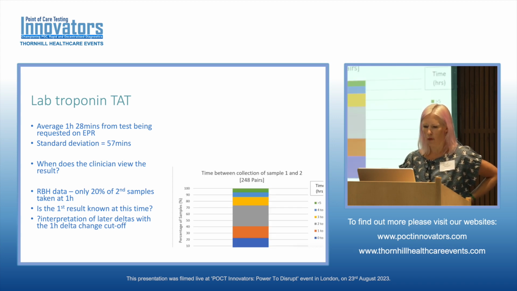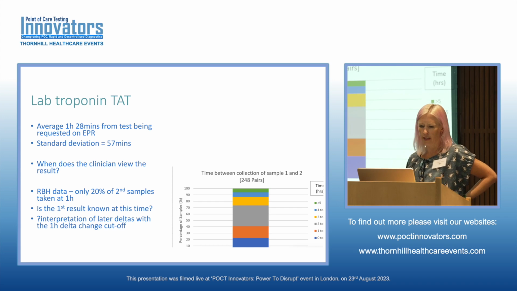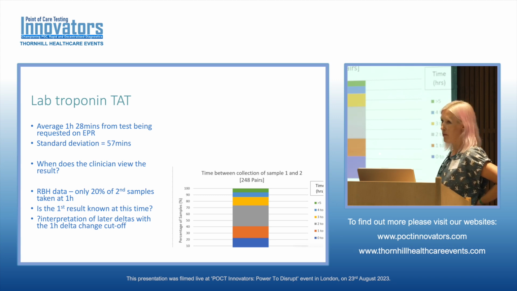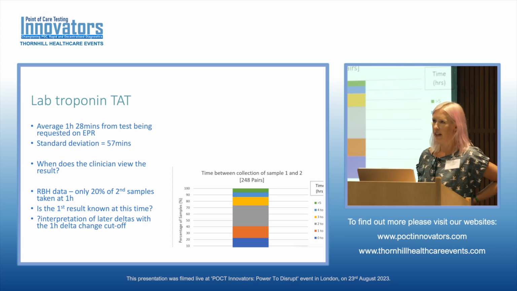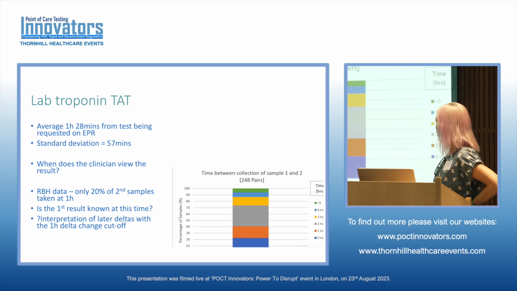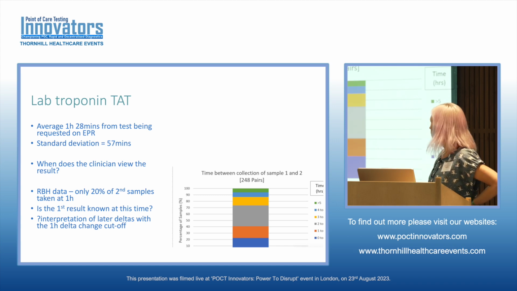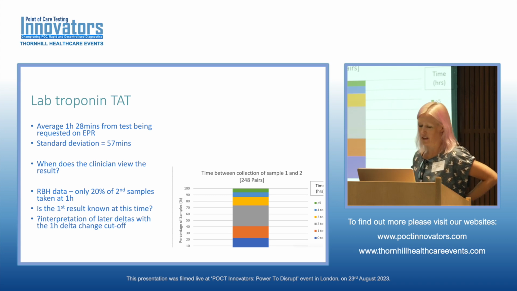And then we looked more recently at data from one of our other centres. This is the one that does the 0-1 hour protocol. As I said, so here we go, 20% of their second samples, where a second sample is taken at 1 hour, 40% at 2 hours, but as I said, there's a risk there because you're looking at a 1 hour delta level on a 2 hour sample. And then all of these, how can these possibly be fairly judged against a 1 hour delta?